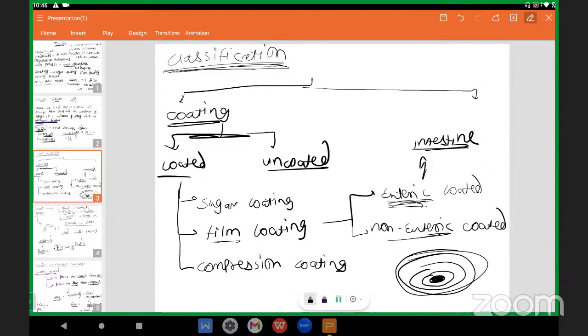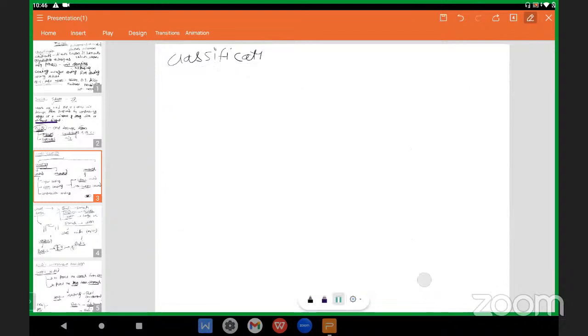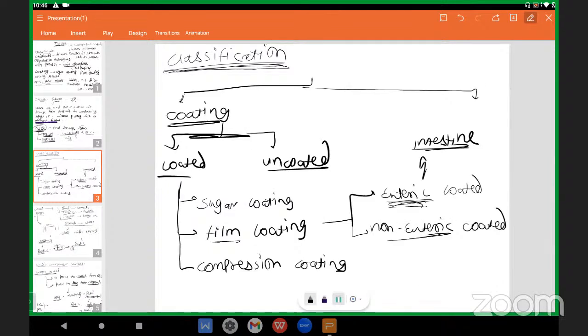That is again very important application अगर आपका combination therapy है. Okay, in that case you can go with the film coating. Any idea about compression coating? Have you heard about this compression coating? क्या होता है? What is this category? Compression coating.